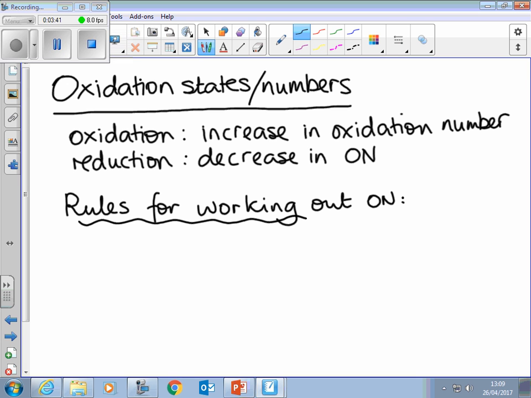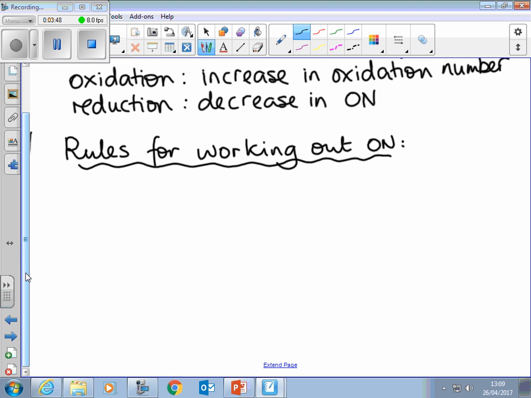Right, so once we've got this, you do need to refer to this when you're working them out. First of all, the oxidation number of an atom or a free element is 0. So if you've got, let's say, oxygen, O2, oxidation number 0. A metal, iron, copper, sodium, the oxidation number is 0. All right, so that's a fairly easy starting point.